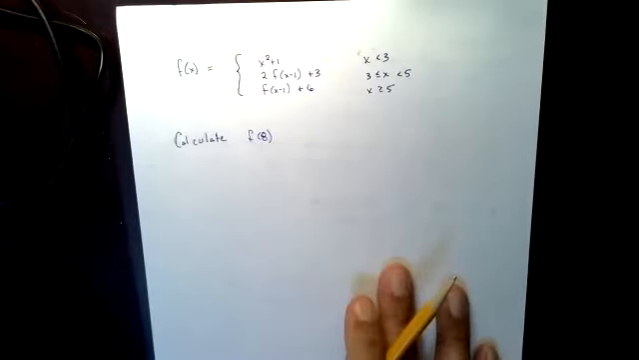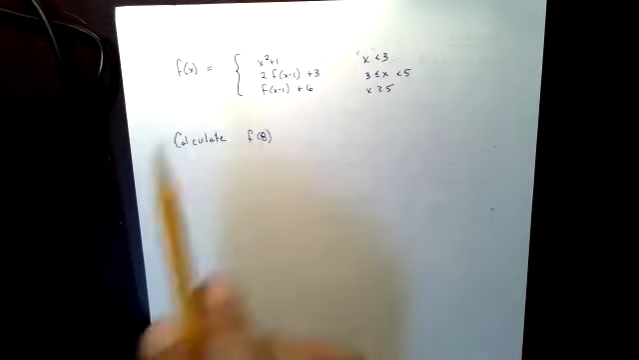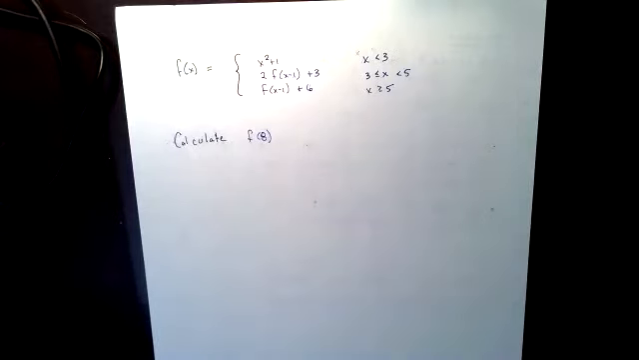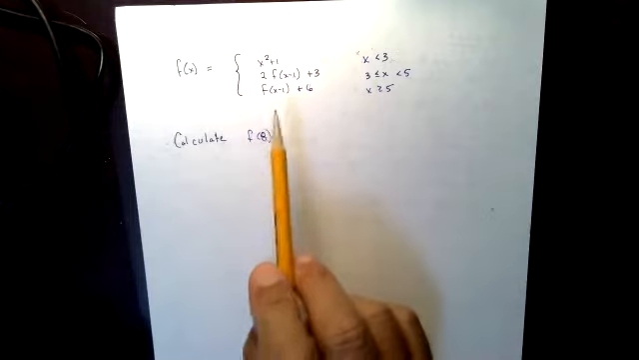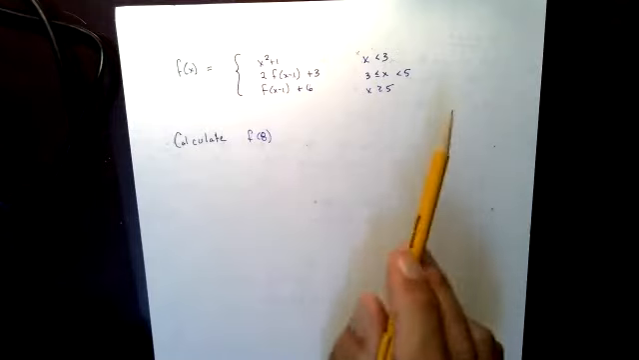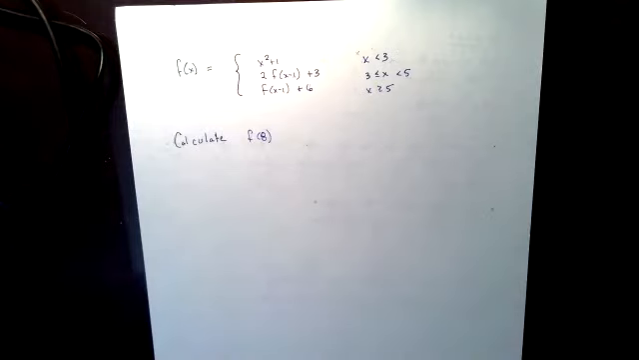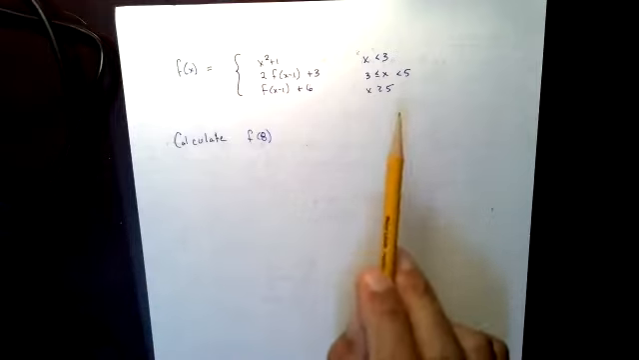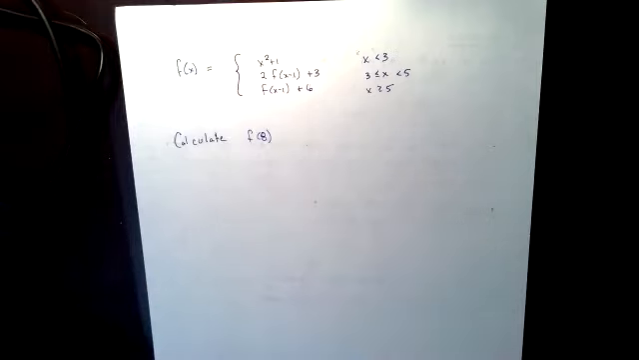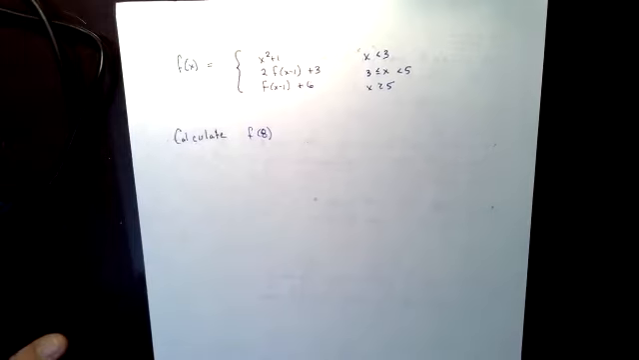So I have a problem to start here. f of x is x squared plus 1 when x is less than 3, 2 times f of x minus 1 plus 3 when it's between 3 and less than 5, and when it's greater than 5, it becomes f of x minus 1 plus 6.